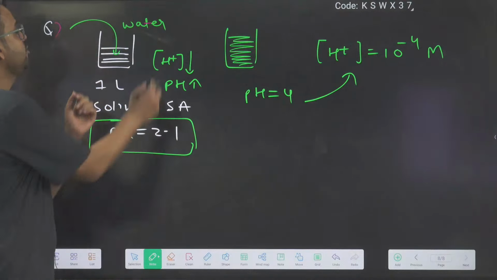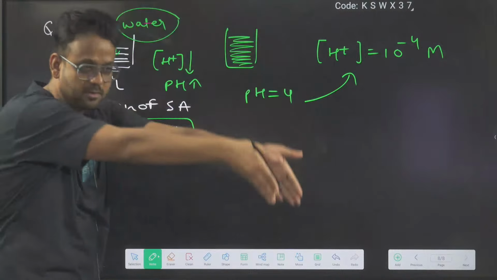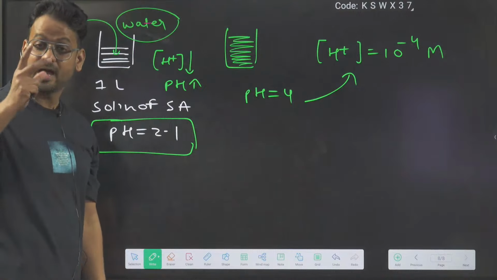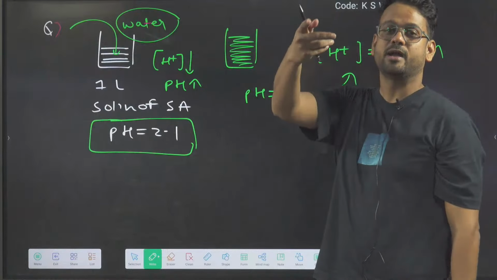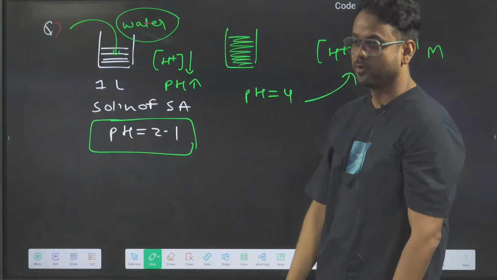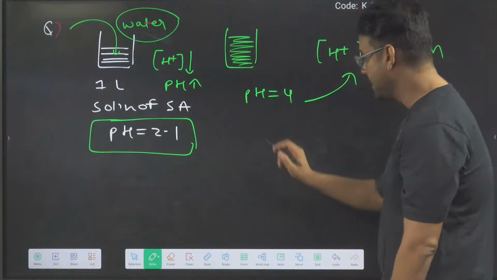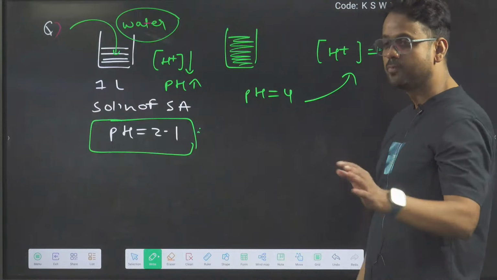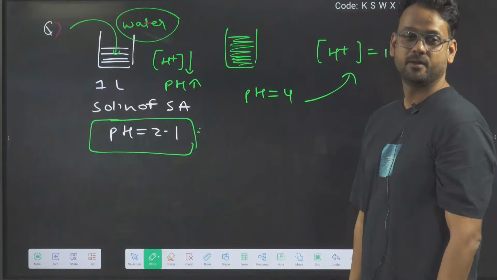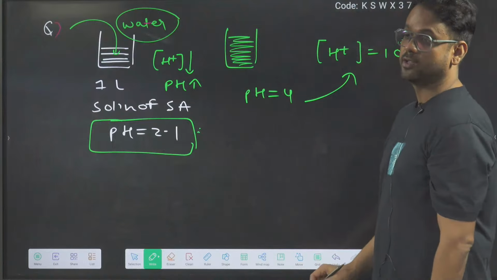Beta, because you have diluted, na? Water, add, dilution, mole concept, dilution formula. If you add solvent, molarity will decrease. So my question is, when it is not a whole number, when it is fractional, 2.1, 2.7, then how do you calculate the molarity of H plus?